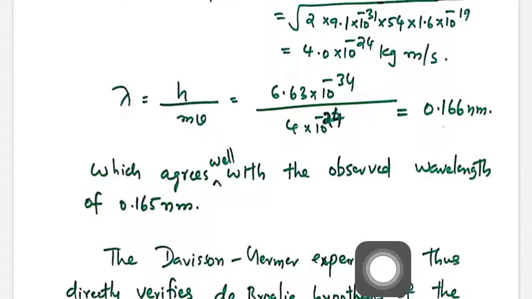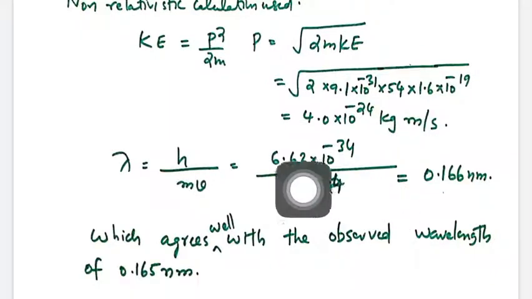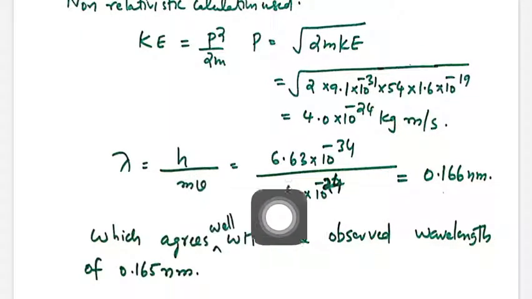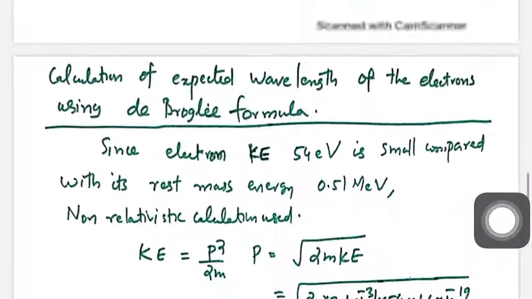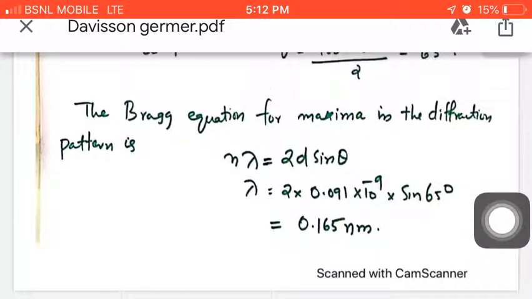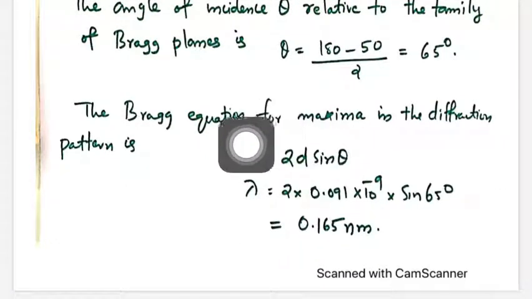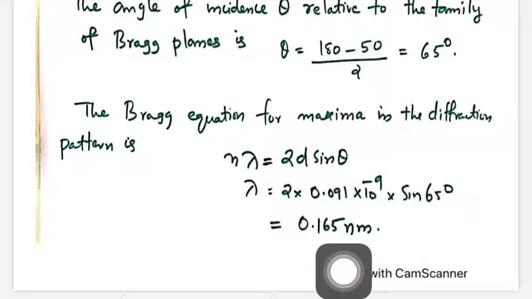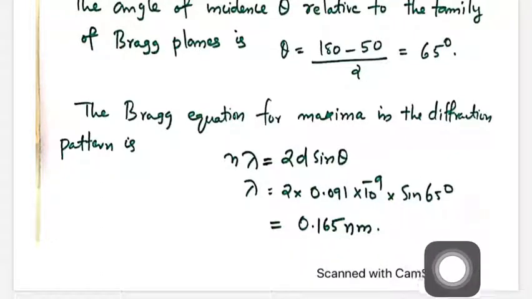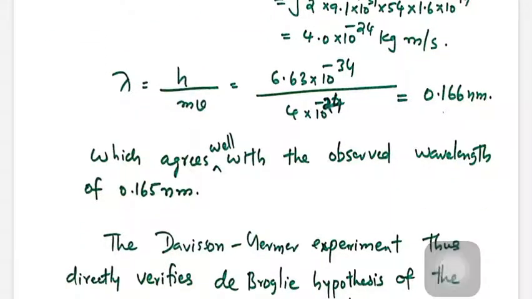So if we use the de Broglie equation and calculate the wavelength, we get lambda equal to 0.166 nanometer. Earlier, as we calculated the wavelength of the electron using the Bragg equation, we got 0.165 nanometer. So the two results are agreeing. They very well agree.